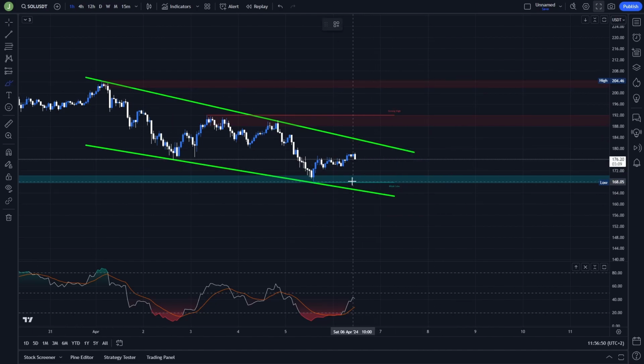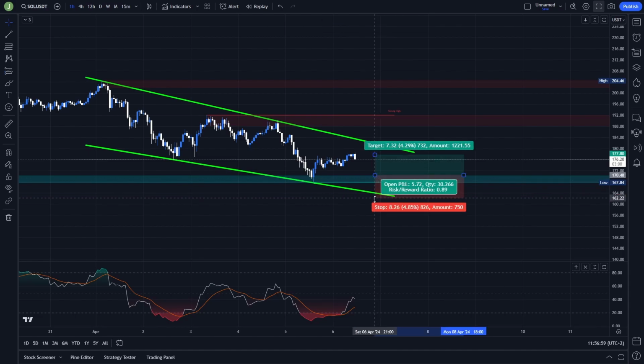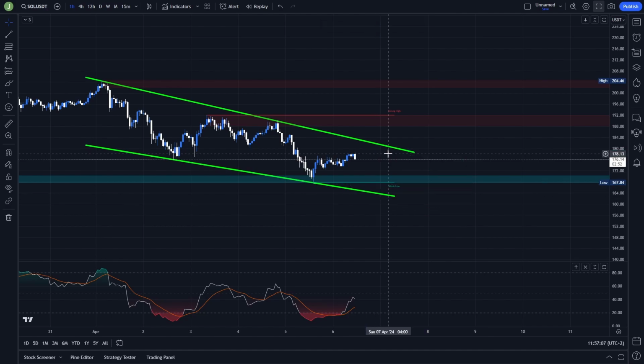Or you can just wait for that pullback up again, and then wait for a support confirmation, in which you will be placing the stop loss again either under this support or under the low that we created during the fake out. Or if you want to have slightly higher risk here, you can place it just under this bullish order block.